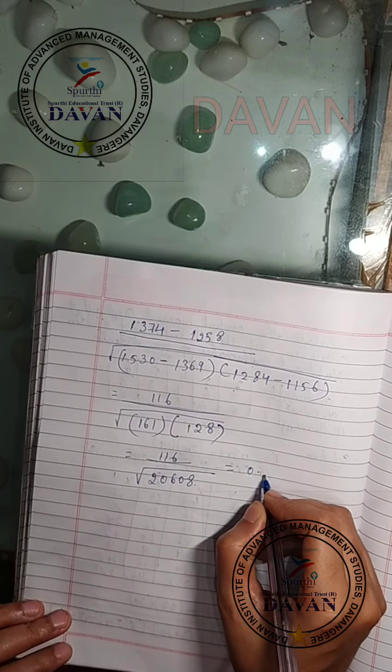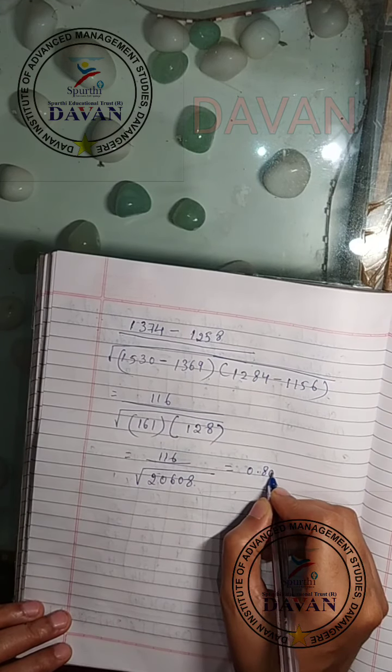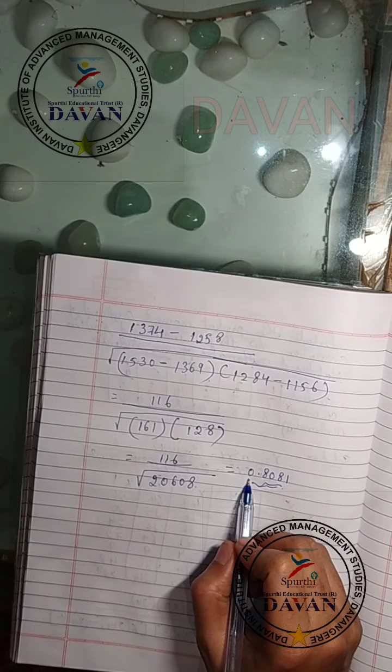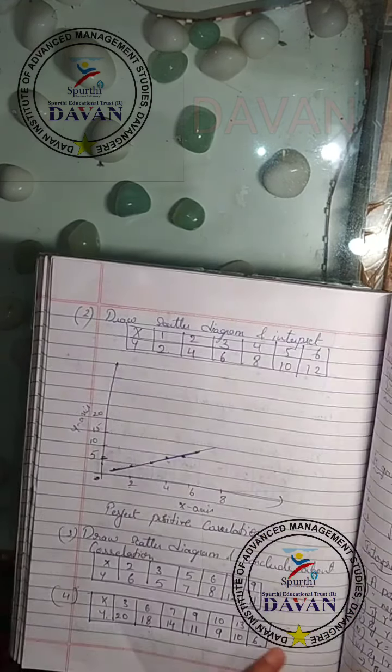0.8081. This is positive and the value is greater than 0.65. Right? So it is a higher degree positive correlation. So we say that there exists a higher degree positive correlation. I guess I'm clear with this.